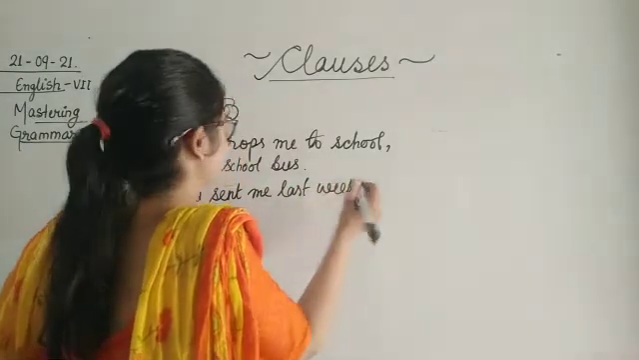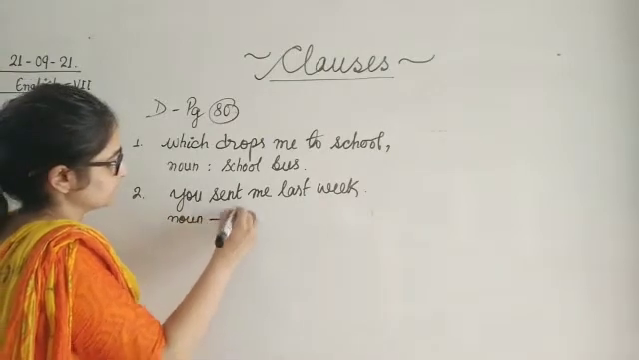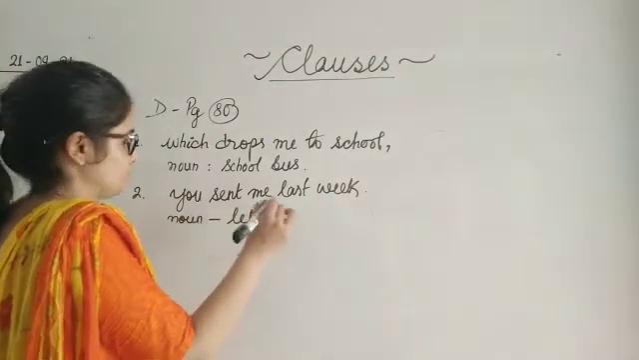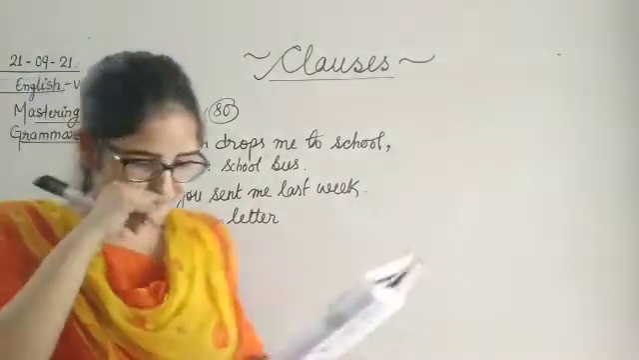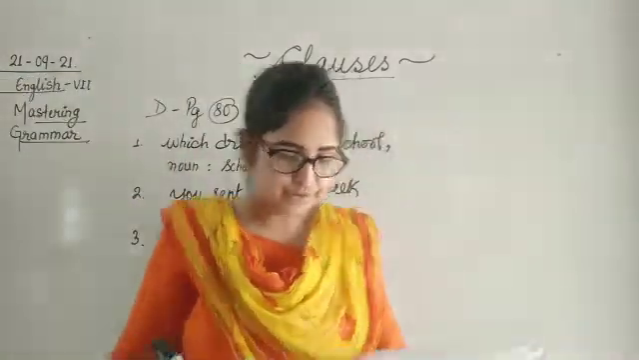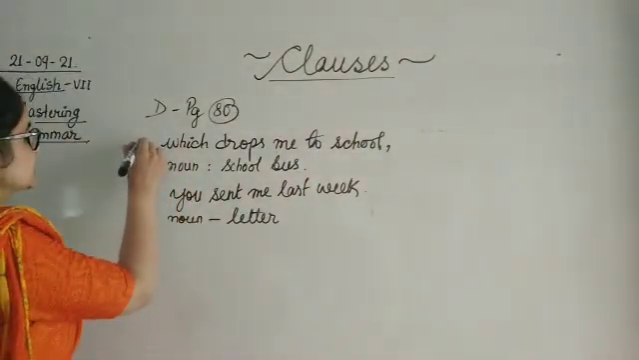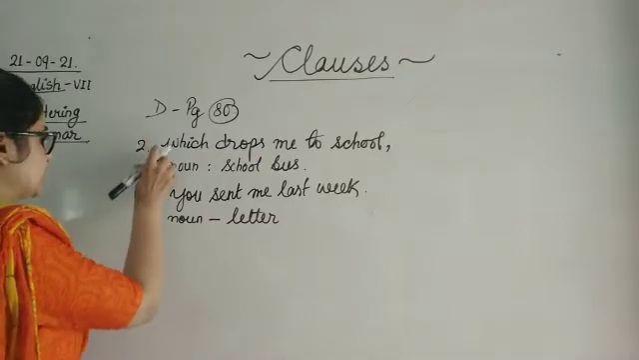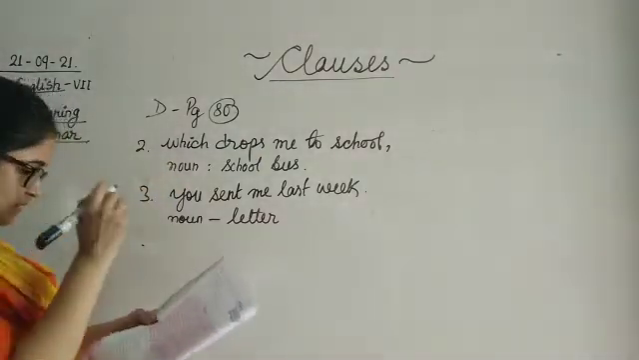It is describing what? This clause is describing the noun letter. Okay. Number 3 now. Sorry, we have numbered it wrong. We have started from 2, 3. Now we are at 4.